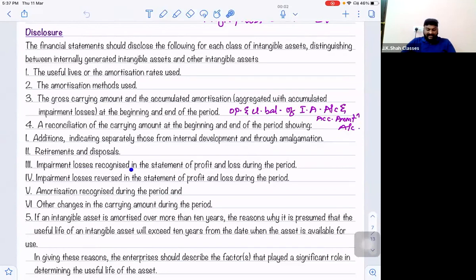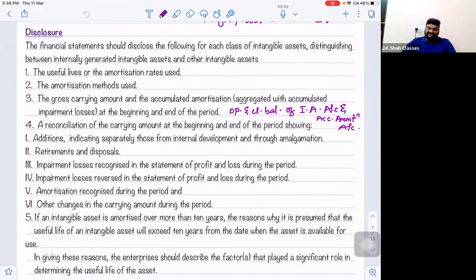Impairment losses recognized in the profit and loss account, as well as impairment losses reversed in the statement of profit and loss account. So impairment losses, if you have charged, so definitely the value of the asset has reduced. So it will also be shown in the reconciliation.